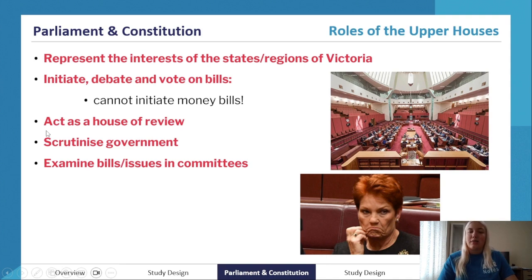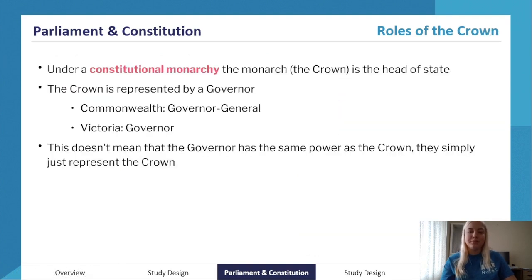They also act as a house of review. If the bill is coming to the upper house second after being introduced in the lower house first, they also scrutinize government, so examine flaws in a proposed law, and scrutinize the motivations, I guess, of the government party. And they can also examine bills or issues in committees and parliamentary committees. So hopefully that's all confident. I feel like I've given quite a good explanation for each role that we've looked at.